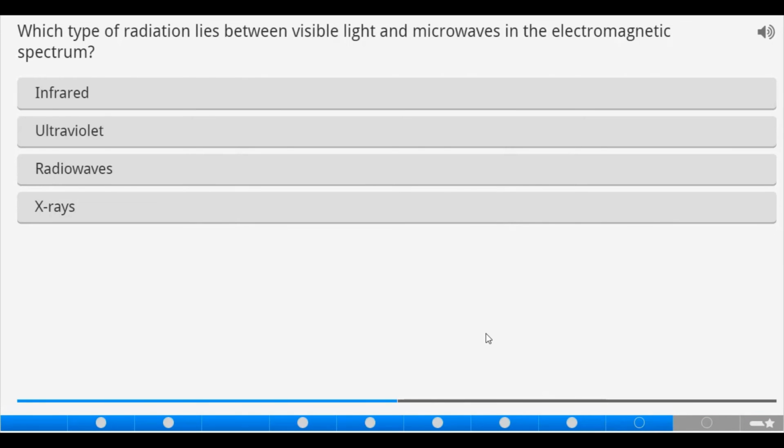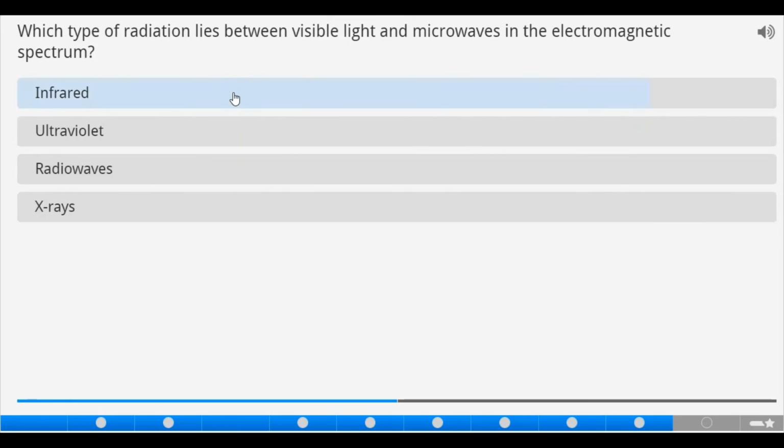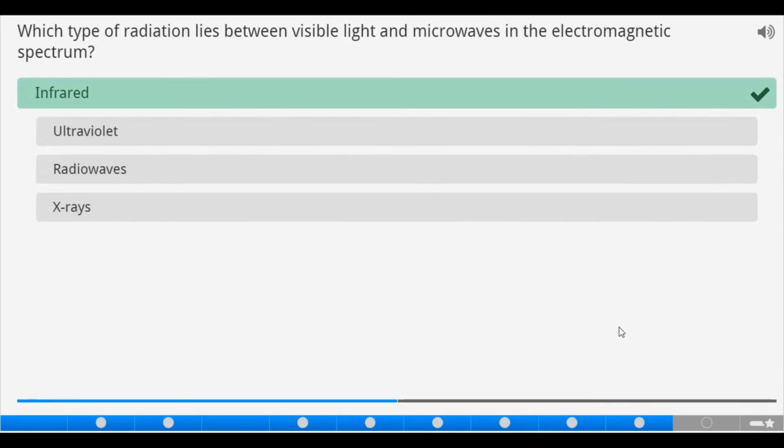Now, which type of radiation lies between visible light and microwaves in the electromagnetic spectrum? If you look at the electromagnetic spectrum, the first one is gamma ray. We have X-ray. After that, we now have ultraviolet, visible, infrared, before we now talk about radio waves. So the correct answer here now is infrared. So let's check. That's correct.